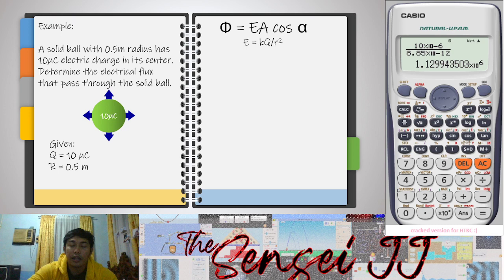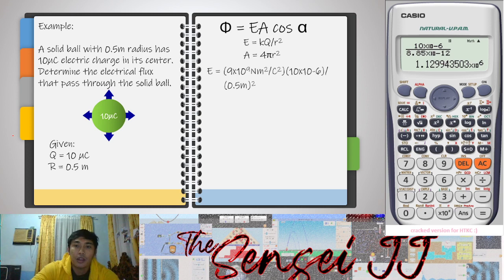We can solve this electric field using our formula of E equals kQ all over r squared. So substituting the values, we have the electric field of 9 times 10 raised to 9 for our k, multiplied to 10 times 10 raised to negative 6, over 0.5 meter squared.